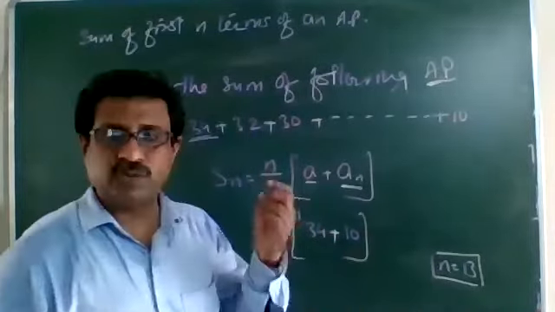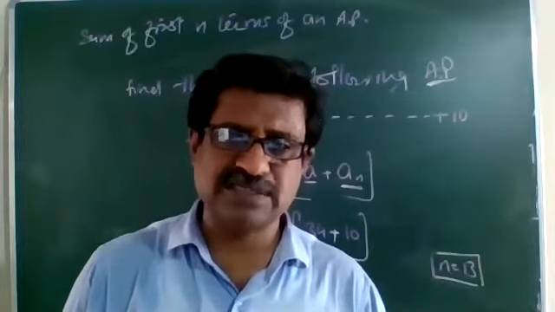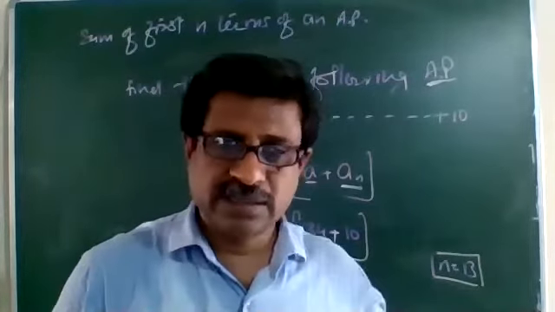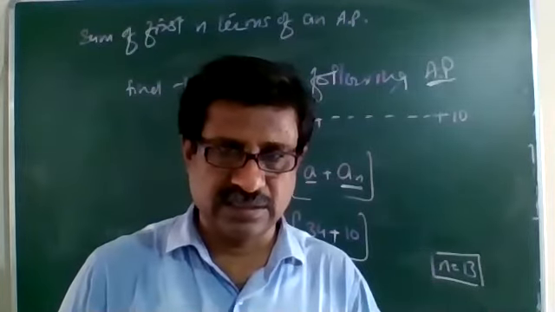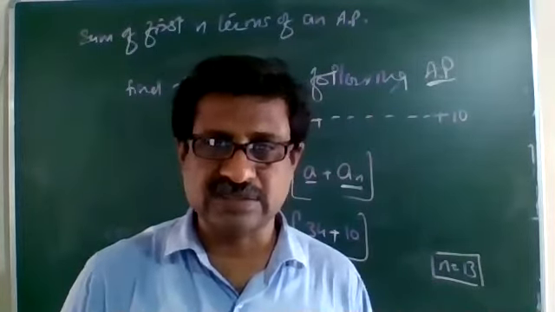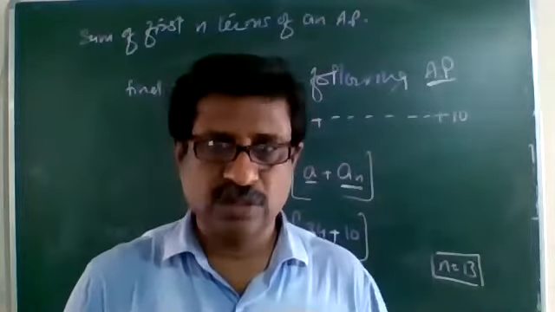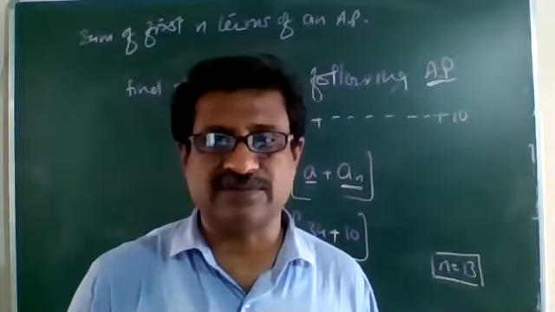If you want, you can use the other formula, Sn equal to n by 2 into 2a plus n minus 1 into d. That formula can also be used. But here if you put the values directly, we get the answer and the calculation will be easier. That's why I am preferring this one. If you are sure about the other formula, if you want to remember only one formula, then you can use that formula also.